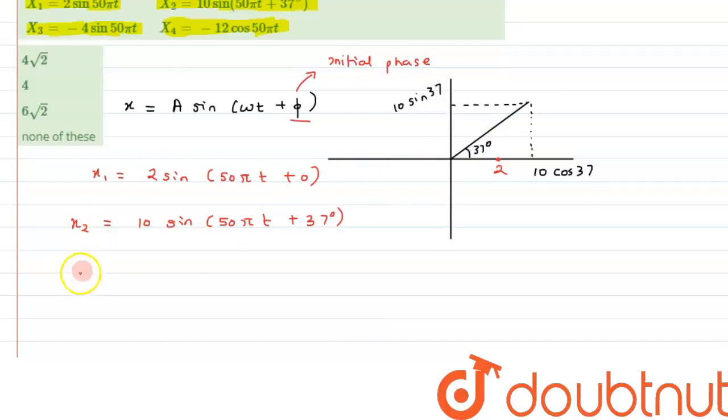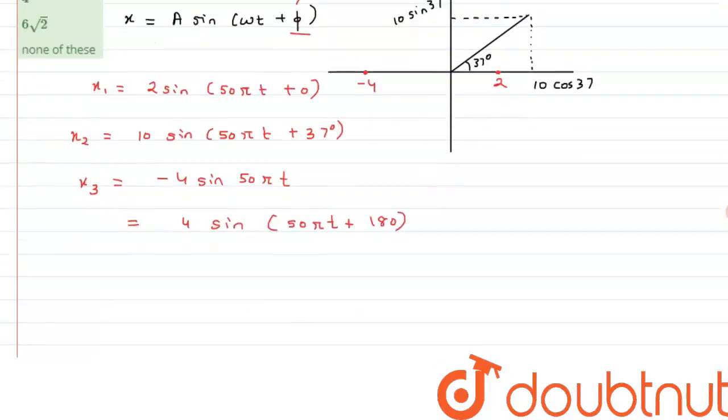Now similarly for the third, its displacement equation is minus 4 sine of 50 pi t. Again, it can be written as 4 sine of 50 pi t plus 180, because we know sine of 180 plus theta is minus sine theta. So from here we can see the initial phase is 180. An initial phase of 180 means it is lying on the negative x-axis. So we have to be careful and take it as minus 4, because it is lying on the negative x-axis.